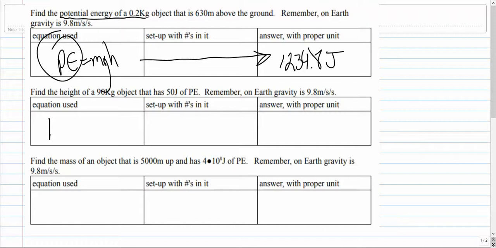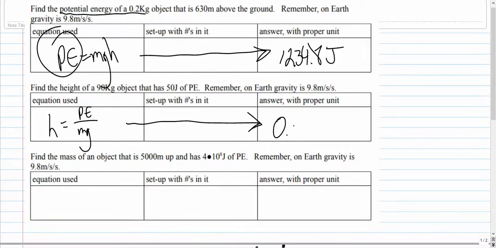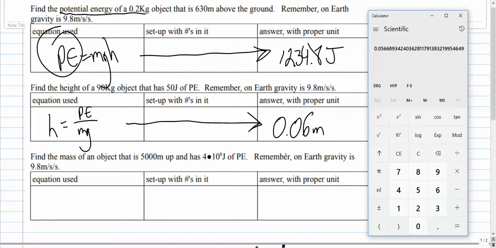Find the height. Well, we know that height is potential energy divided by mass times gravity. You could go back and look at number 2 if you wanted to, but all I'm going to do for this one is I'm going to put in my potential energy, and that was 50 divided by 9.8 divided by 90. Whoops. 90. So I get 0.06. And height is going to be in meters. So remember, Moodle wants you to go out 2 decimal places, so right here this would round this 5 up to a 6.